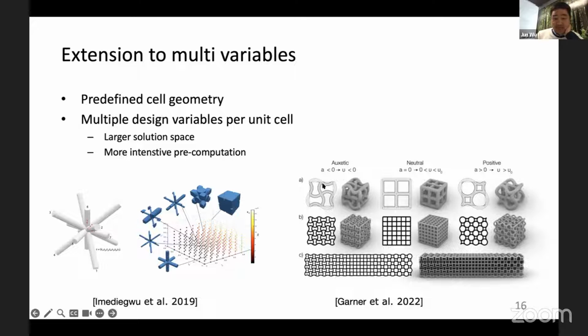You could also design different unit cells. For instance, on the right side, you can design a unit cell like this to change the thickness as well as the amplitude, and this allows you to create unit cells that continuously change from negative Poisson ratio to positive Poisson ratio.